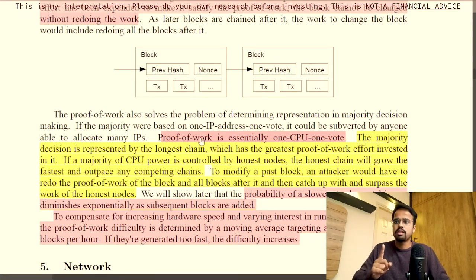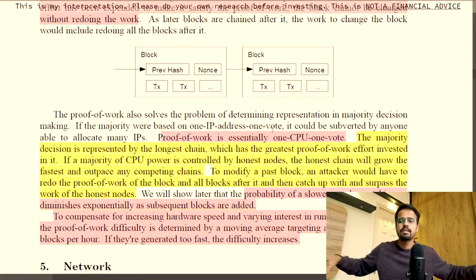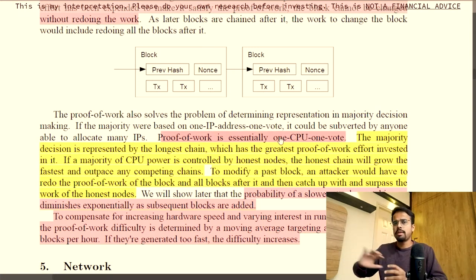If the majority were based on one IP address, one vote, meaning for each computer involved in the network one vote is associated. Suppose there are 100 computers in the network, and one person who owns a single IP gets one vote, right? Then what will happen is people would say, I will install 5 PCs in my area and allocate 5 different IP addresses in the network. All of those IP addresses are mine. Now I have 5 voting rights compared to 1 without any extra effort.